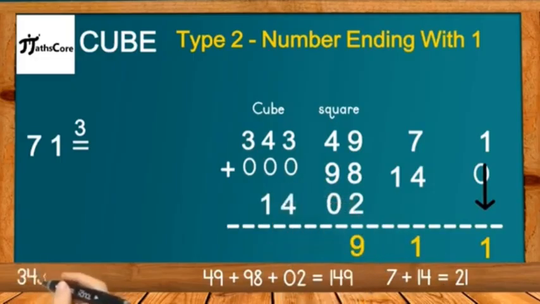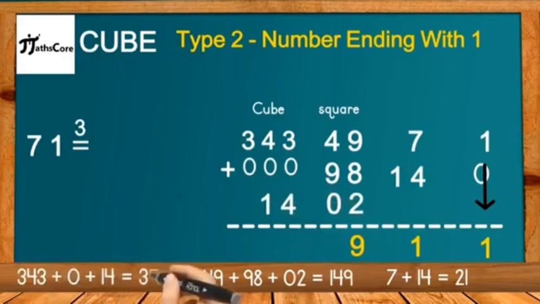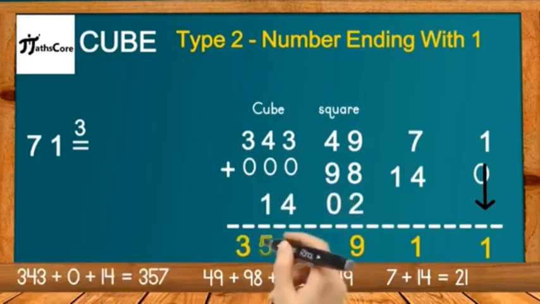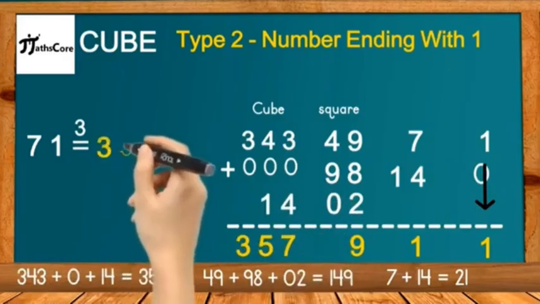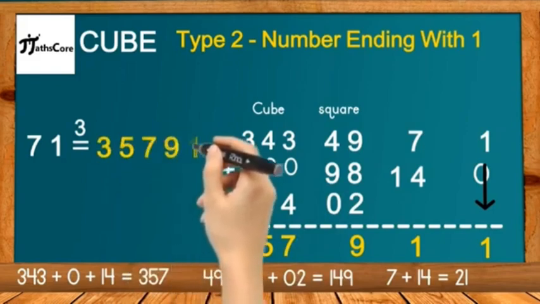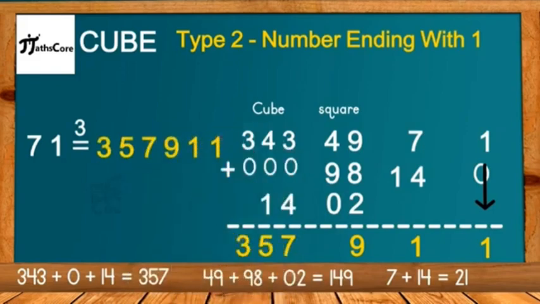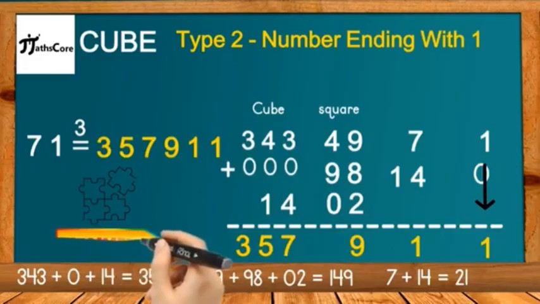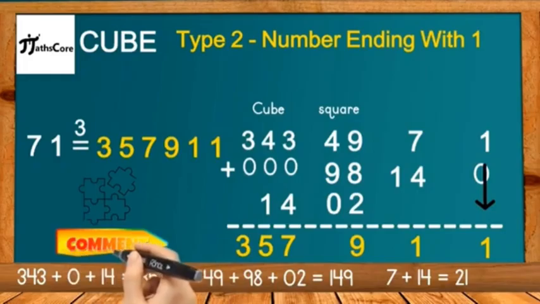At the first place we need to add 343 plus 14 plus 0. So answer is 357. So in this way we got the cube of 71, which is 3,57,911. So in this way you can find out cube of number which ends with 1 and starts with 1 by using the both type. Okay, if you have any queries related to this method you can mention it in comment.